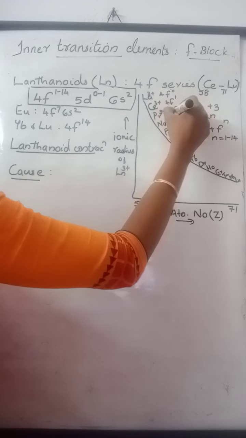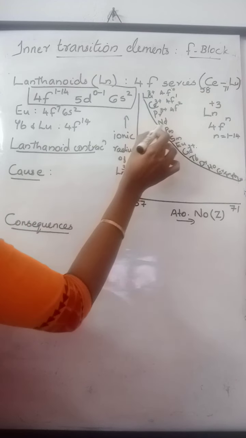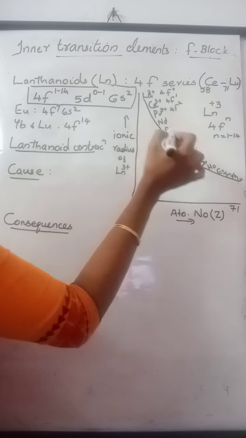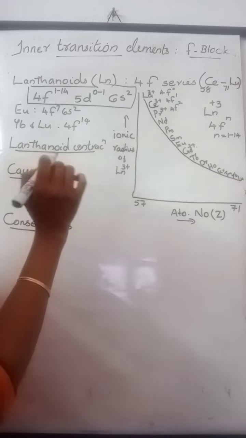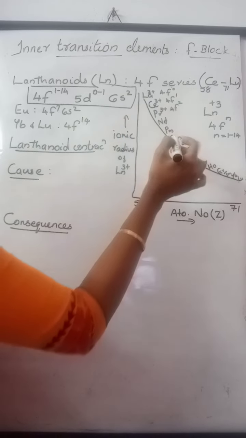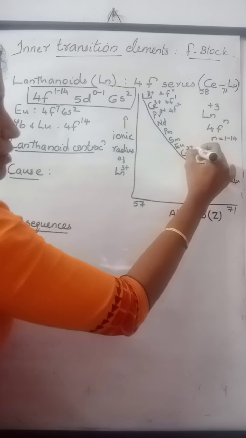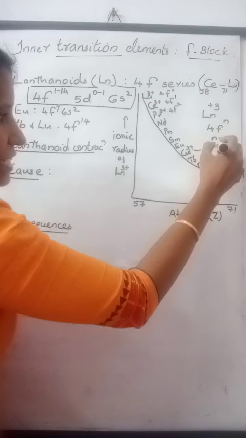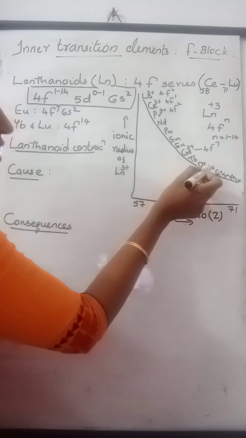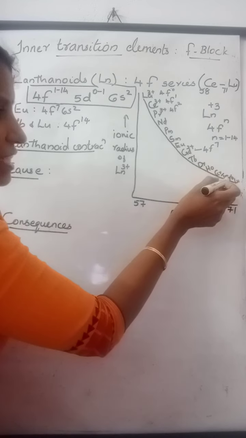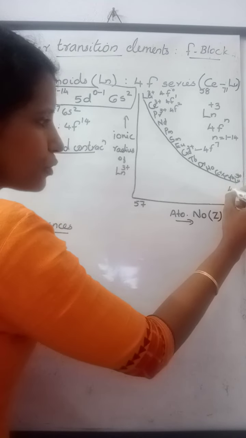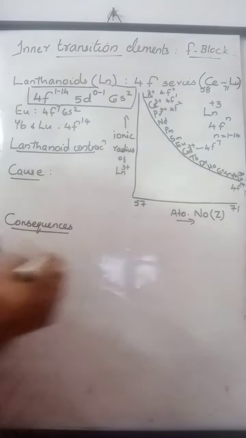Praseodymium 3+ has the configuration 4f2, 4f3 for neodymium 3+, promethium 3+ 4f4, then 4f5, 4f6, and for gadolinium 3+ the configuration is 4f7, which is extra stable, half filled 4f. Then 4f8, 4f9, 4f10, 11, 12, 13, 14. Lutetium 3+ is also extra stable due to its 4f14 electronic configuration.